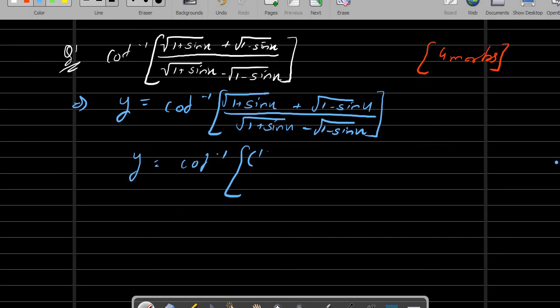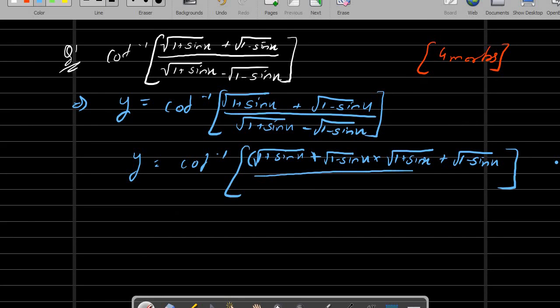So this would become under root 1 plus sin x into under root 1 plus sin x, plus under root 1 minus sin x into under root 1 plus sin x. You have to be a little careful with this one, because even a small error can cause the whole answer to be wrong. So we have to do it carefully. Here 1 minus sin x will come, right?